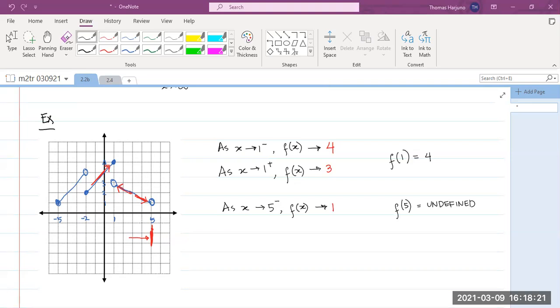Okay. Now, let me give you maybe 1 minute to do the following. As x approaching -2 from the left-hand side, what will the value of the function approach? As x approaching -2 from the right-hand side, what is the value of the function approaching? Okay, you try it. I give you 1 minute.